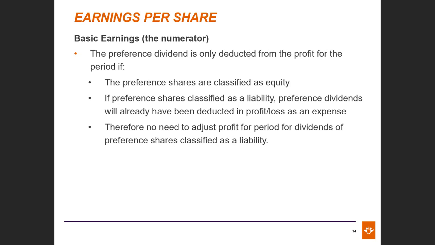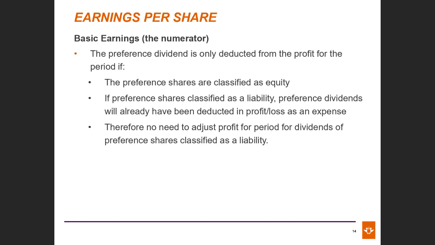Okay, so let's just go through the slide just to see if I have explained it simply enough. You agreed that our preference shares can be classified as equity or a liability. So when we have preference shares that are classified as equity, when calculating our basic earnings, we are going to deduct the preference dividend from the profit for the period, because they would not have been deducted from the profit already.